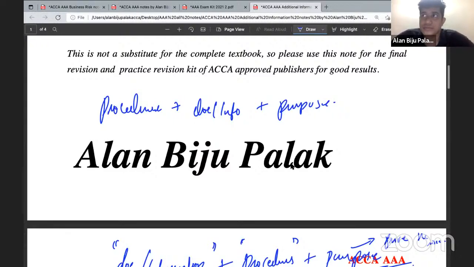Then next one, obtain written representations from the management to confirm dash.